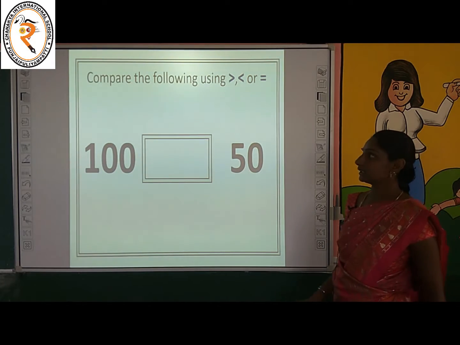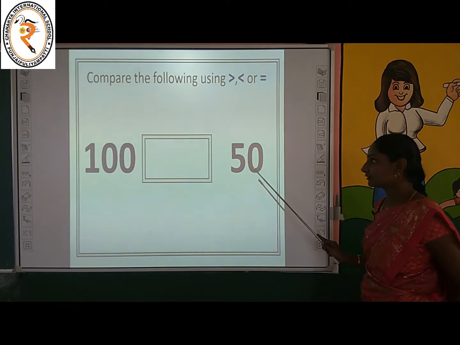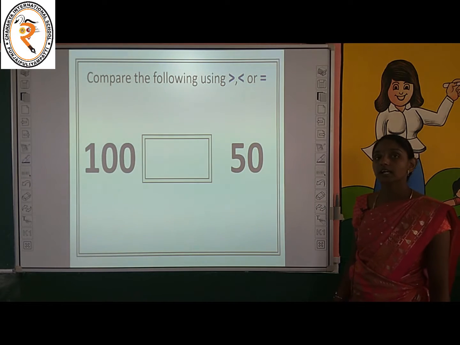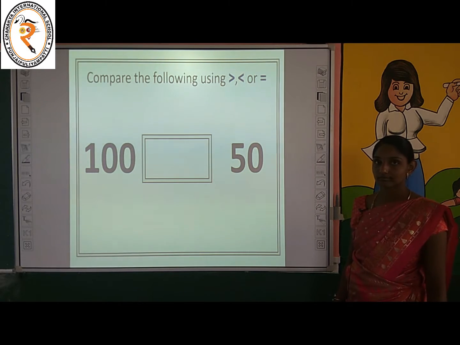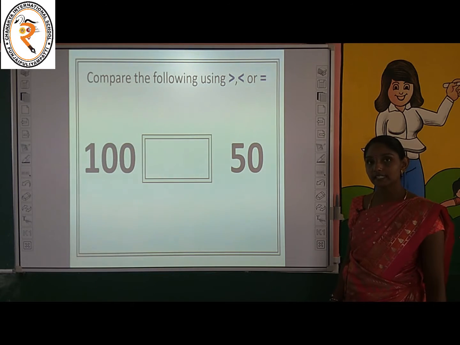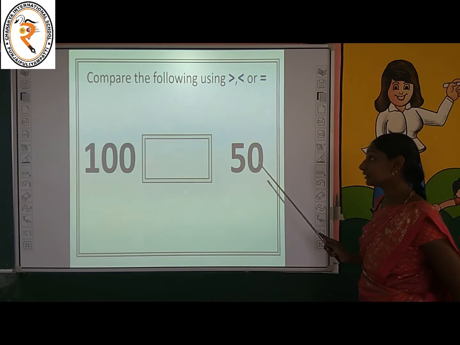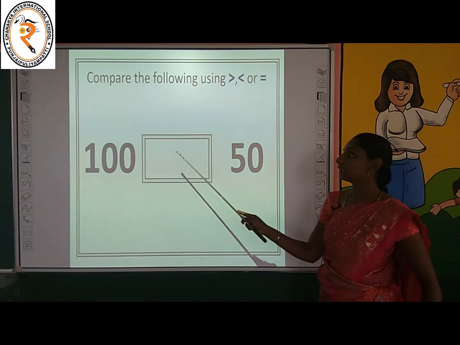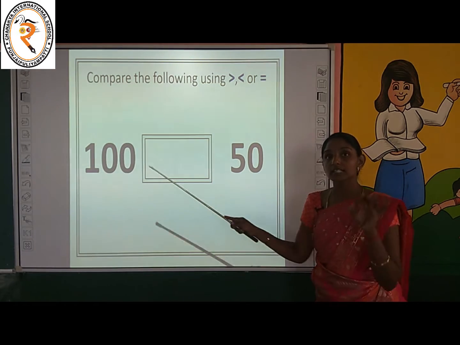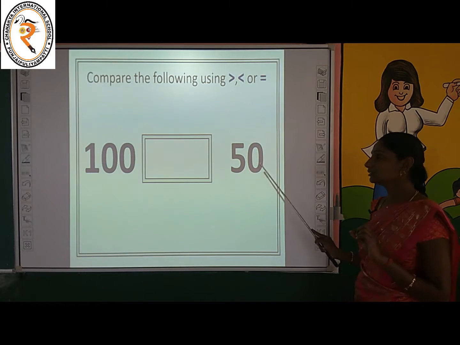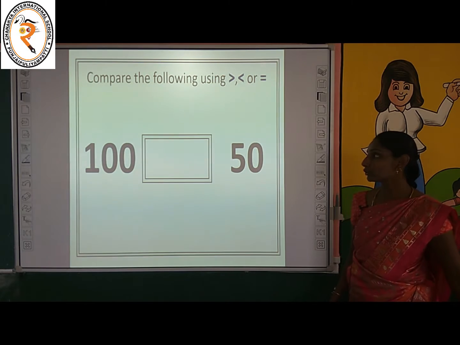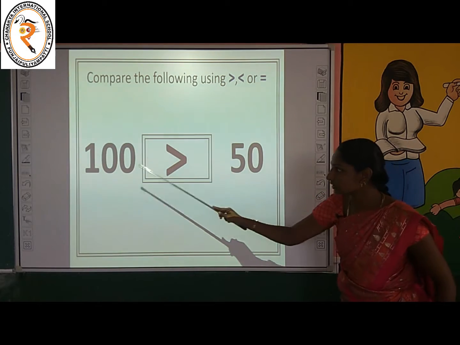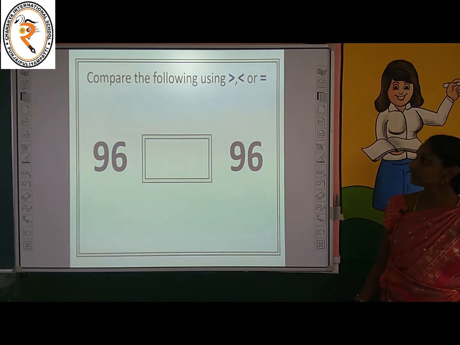Super. Now, compare the numbers 100 and 50. Number 100 and number 50. Tell me. Why, children? Why are you hesitating? Yes, because one is a 3 digit and the other is a 2 digit. We can say the answer easily. A 3 digit number is always greater than a 2 digit number. By rule 1, we can say that 100 is always greater than 50, because it's a 3 digit and it's a 2 digit. Yes. The next one.